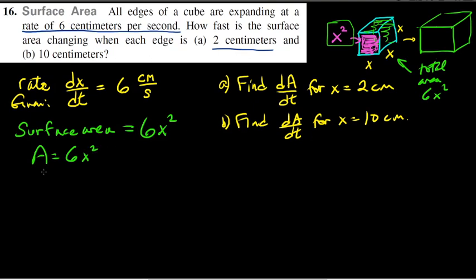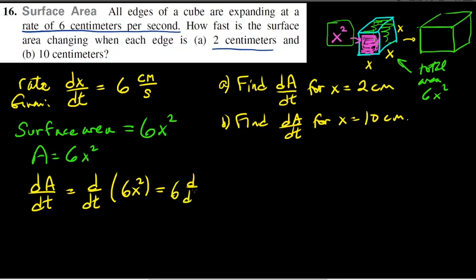Right. So what are we looking for? We're looking for the derivative of a. So that's going to be the derivative of 6x squared. The 6 is a constant, that can come outside, although you can do that in your head. And then you just take the derivative of x squared, which is 2x.